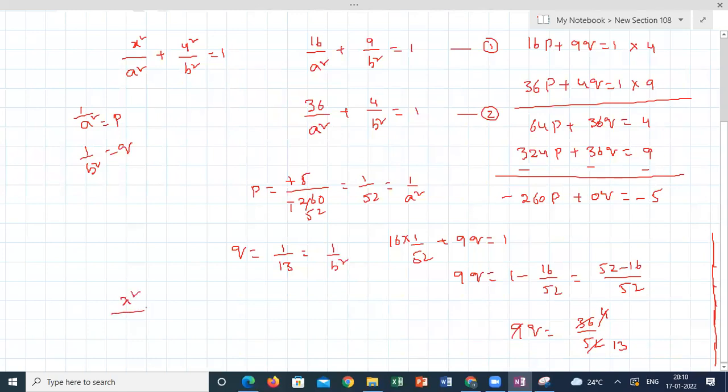So the equation of the ellipse is x square by 52 plus y square by 13 is equal to 1. Hope you are clear how I solved this. You have to remember your grade 10 concept, pair of linear equations in 2 variables. In indirect format, you have to understand how to solve, then it will be easy for us. Hope you are clear.